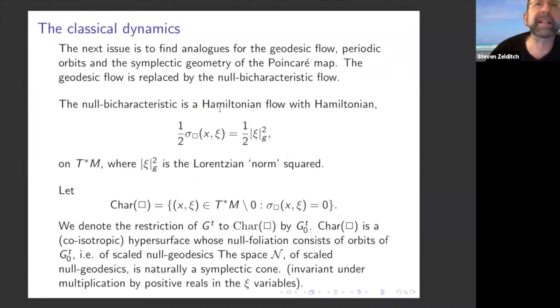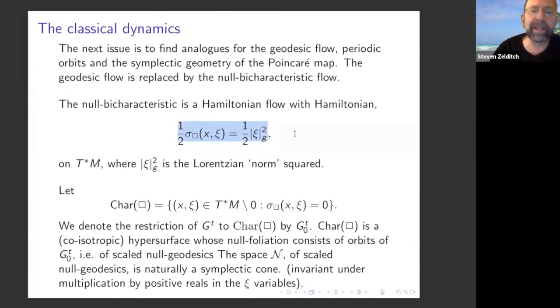All right. What classical dynamics do we want to study? What's the analog of the geodesic flow? Well, that's sort of complicated. When we talk about the space of null geodesics, we first of all look at the standard Hamiltonian on space-time, which is very similar to the one you do in the non-relativistic setting. It's the symbol of the wave operator. In this line, when I write norm squared, it's really the Lorentzian norm squared, so it's not positive definite.